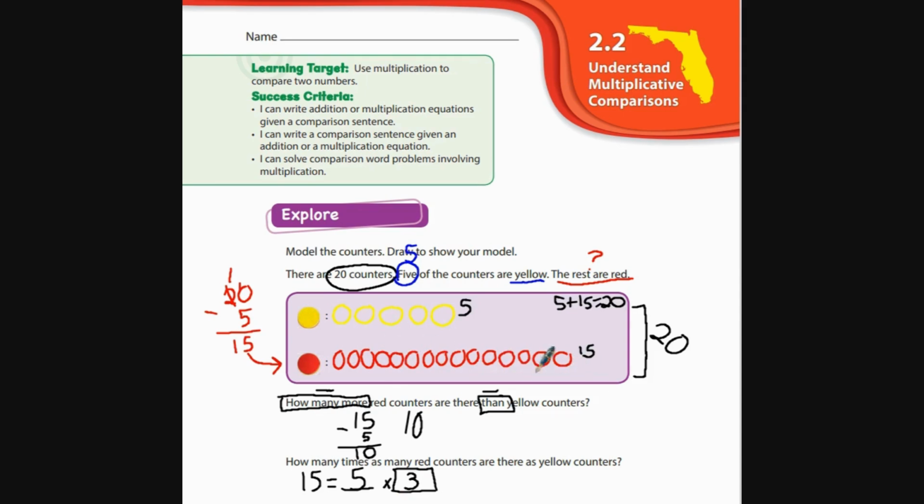In other words, if I grabbed this set of counters, which is 15, and I divided it into groups of 5. 1, 2, 3, 4, 5, and here's my one line. That is one group right here. 1, 2, 3, 4, 5. That is group number 2. 1, 2, 3, 4, 5. This is group number 3. I have 3 times as many red as I have yellow. I know that might sound a little confusing right now, but don't worry. We're going to get the hang of it.